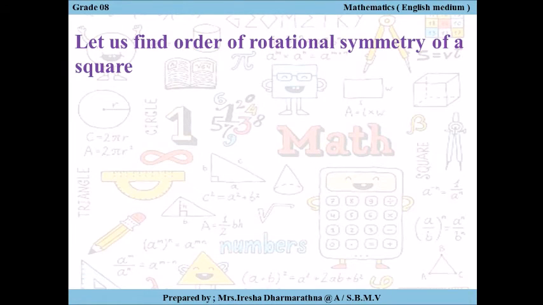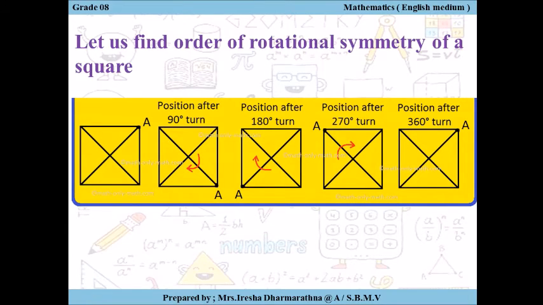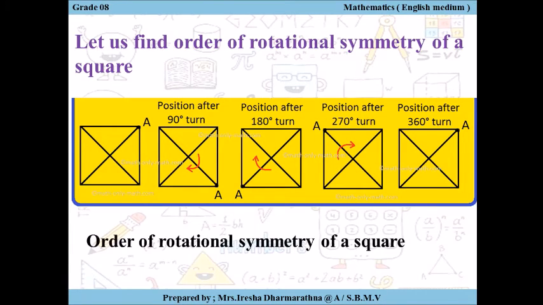Now let us find order of rotational symmetry of a square. By doing an activity you can find this. When we rotate 90 degrees in clockwise, that coincide. Then again when we rotate by 90 degree, again coincide. Then again coincide, then again coincide. That means, what is the order of rotational symmetry of the square? It coincides with original figure in 4 times. That means order of rotational symmetry of a square is 4.